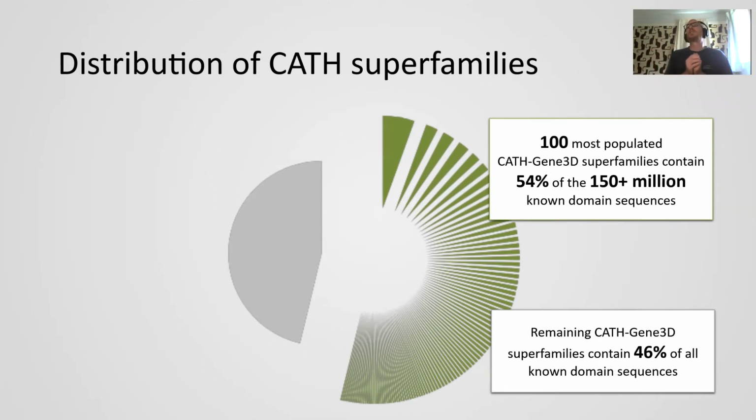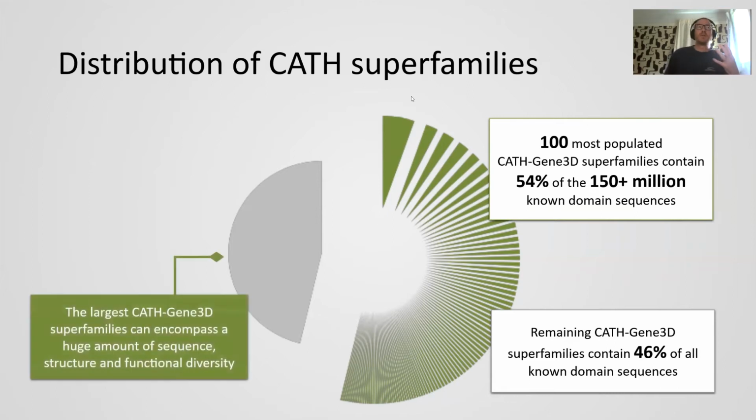So a small number of superfamilies contain lots and lots of diversity of structure and sequence and function. This plot gives a highlight: the green sectors show the 100 most populated superfamilies according to the number of sequences they contain. There are around 5,000 superfamilies in total, but the 100 most populated superfamilies actually contain more than half of all of the known sequences. So the largest superfamilies can encompass a huge amount of sequence, structure and functional diversity. And this is really important when we want to use these superfamilies to start making predictions, particularly about function.